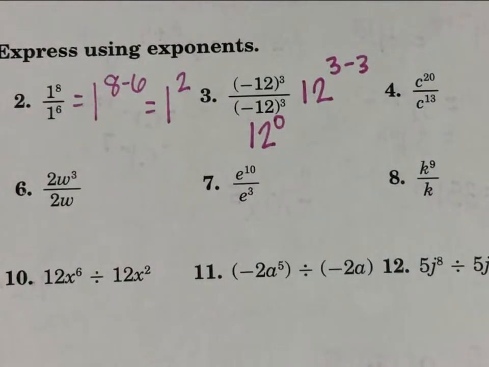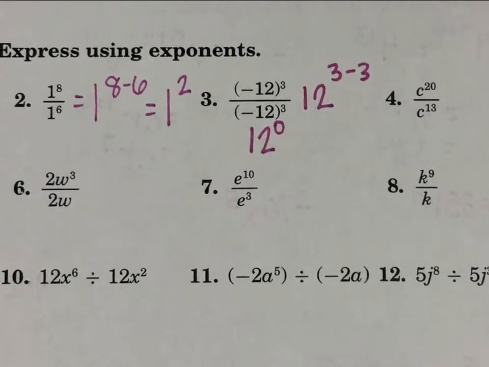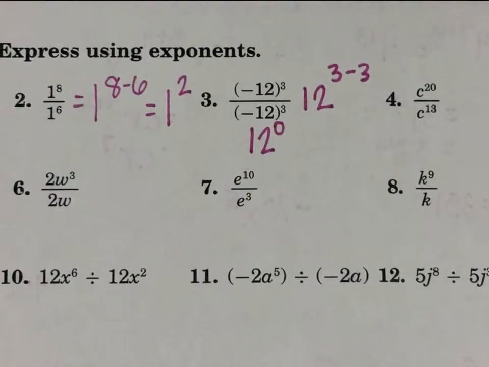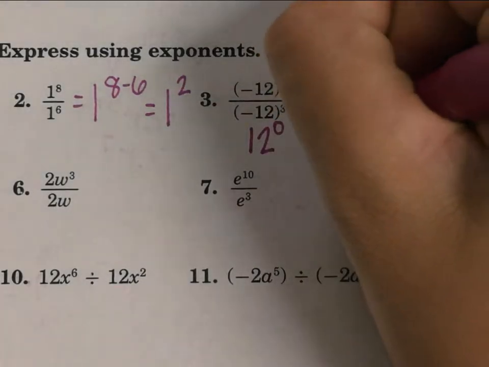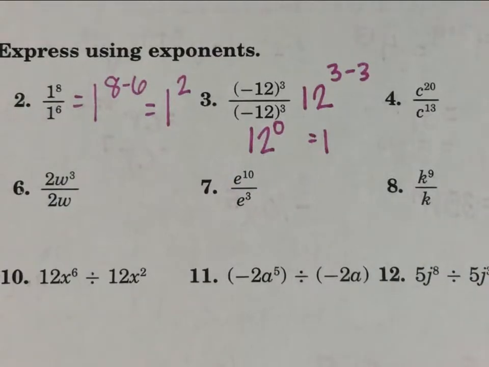Is 12 to the 0 power the same as 12? No. Absolutely not. What is anything raised to the 0 power? 1. Anything raised to the 0 power is 1. So this actually would equal 1, but they want us to express it as exponents, so we're going to keep it as 12 to the 0.